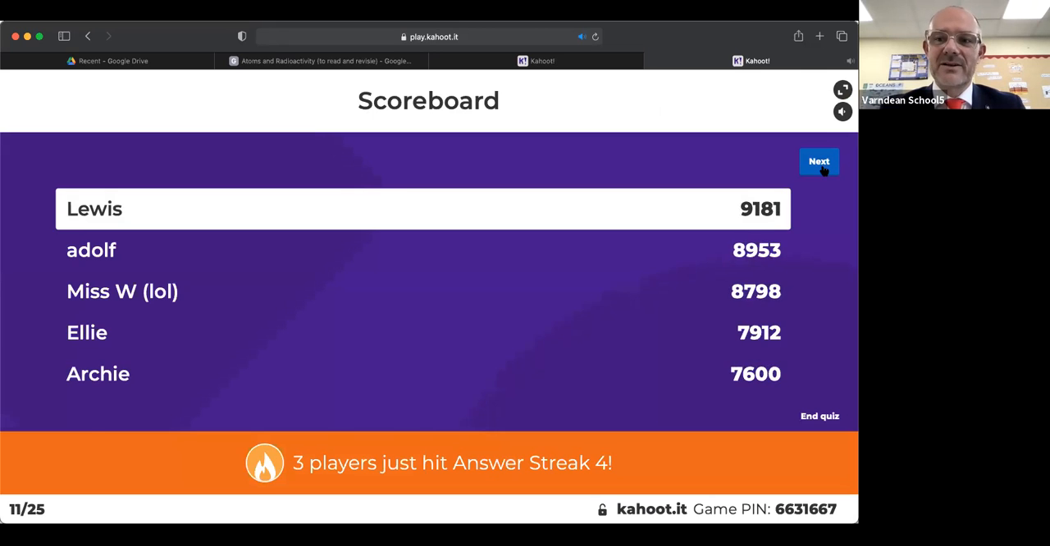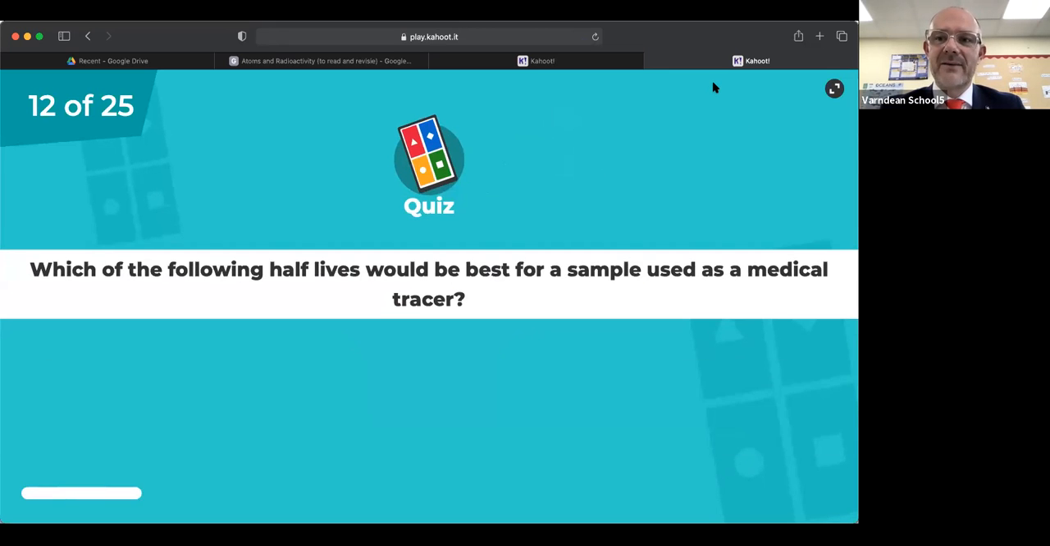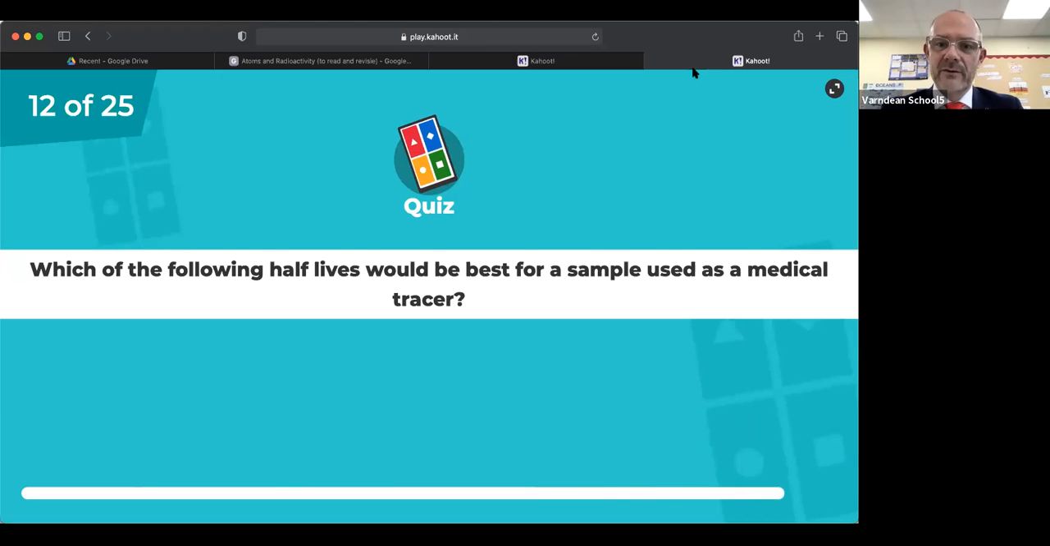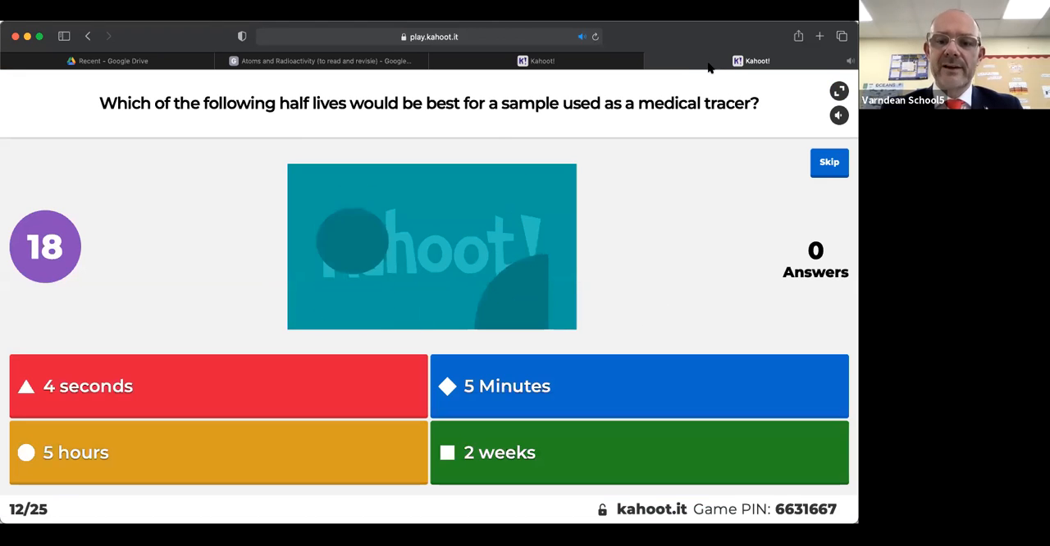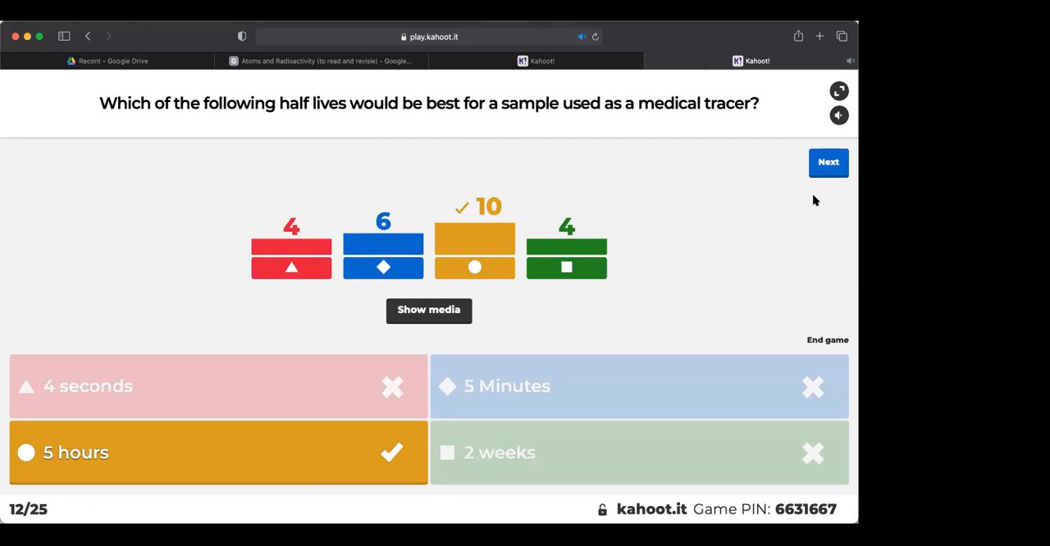We're gonna scoot on nice and quickly now to see if we can at least get to 20 before I have to stop. Which of the following half-lives would be best used as a medical tracer? Now, this is a common question. What you need to think about is, how long do you want it to stay in the body for equipment to be able to pick up the issue? Okay, and then I'm going to explain why. This is a really good question and a common question in your exams. Which would you choose? Again.